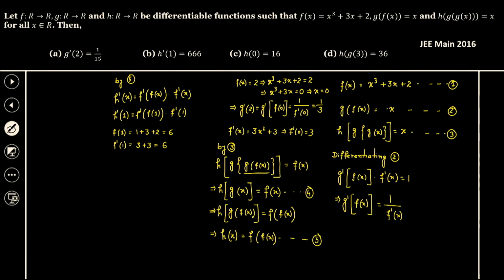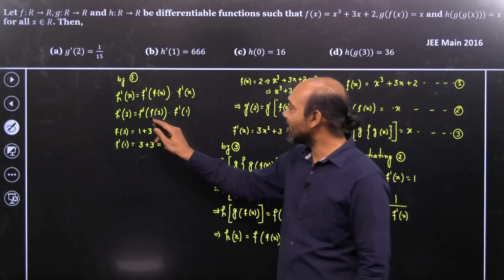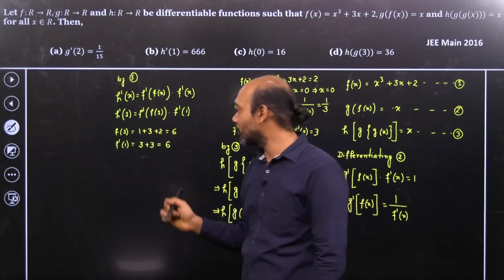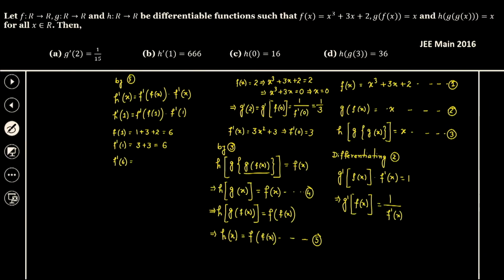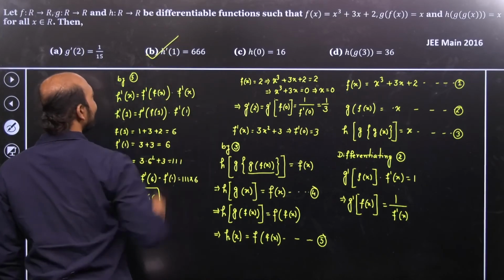That's it. Now we need to calculate f dash of 6. So what is f dash of 6? 3 into 6 squared plus 3. So it gives you 111. So therefore h dash 1 became f dash of 6 into f dash of 1. That implies 111 multiplied by 6. That's why h dash 1 is equal to 666. And that's why for this particular problem, option B is the correct option.